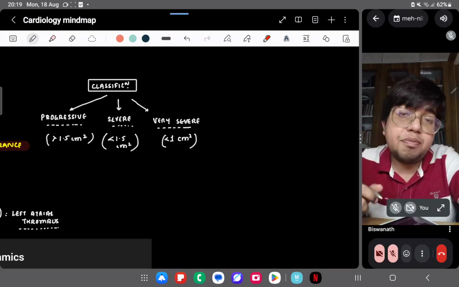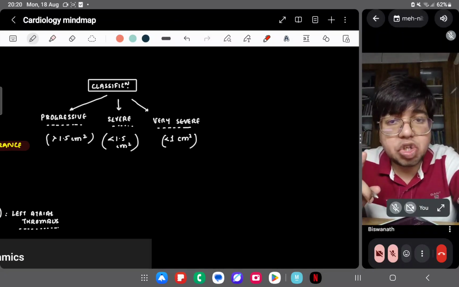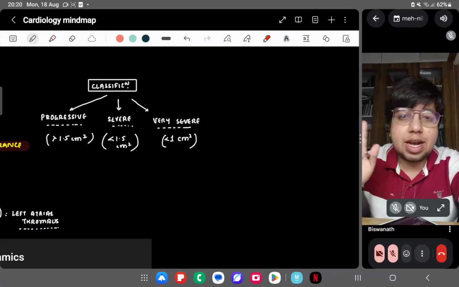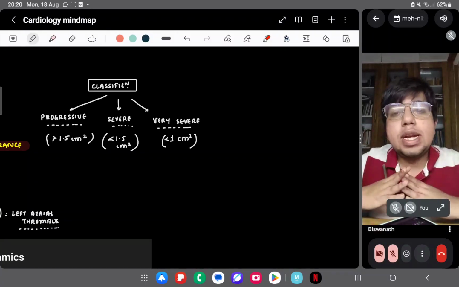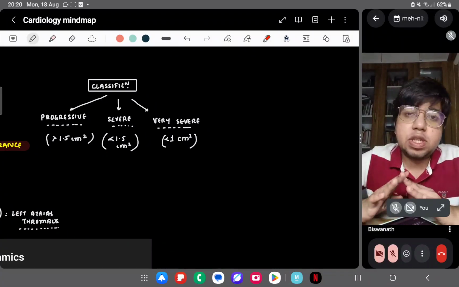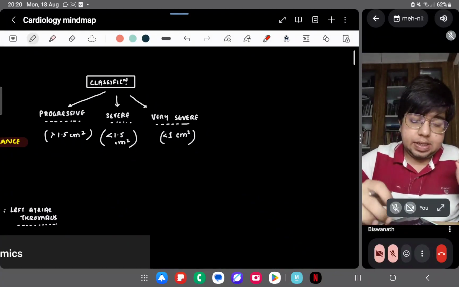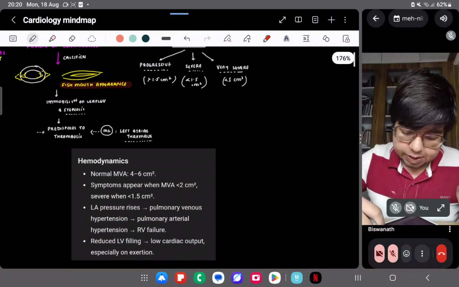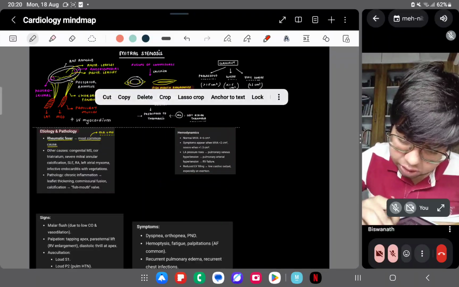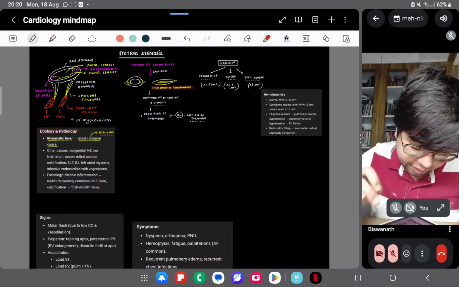So this is very, very important. You have to understand the classification. This is the thing which you have to classically understand. Now let's look at the cardiac events in MS, which are very important. Let's shift this to here. We'll look at this whenever.